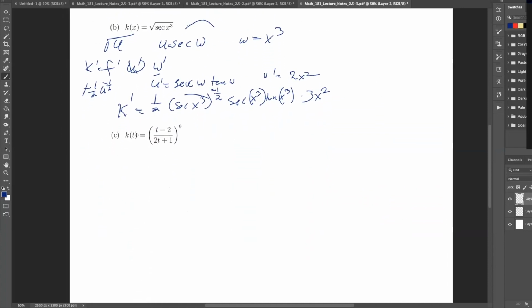All right, so let's do this. Now we can use it with the quotient rule. Here we're going to let our function be u to the 9th. I'm going to let u equal t minus 2 over 2t plus 1. So this derivative, f prime and then u prime. f prime here is just 9 u to the 8. This here I'm going to have to use product rule. I remember product rule. It'd be squared. Gee, I always forget which way it goes first.